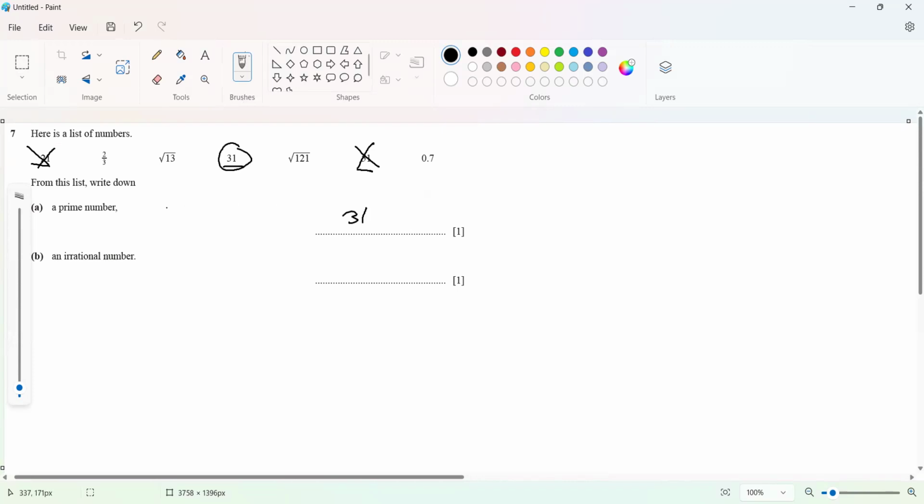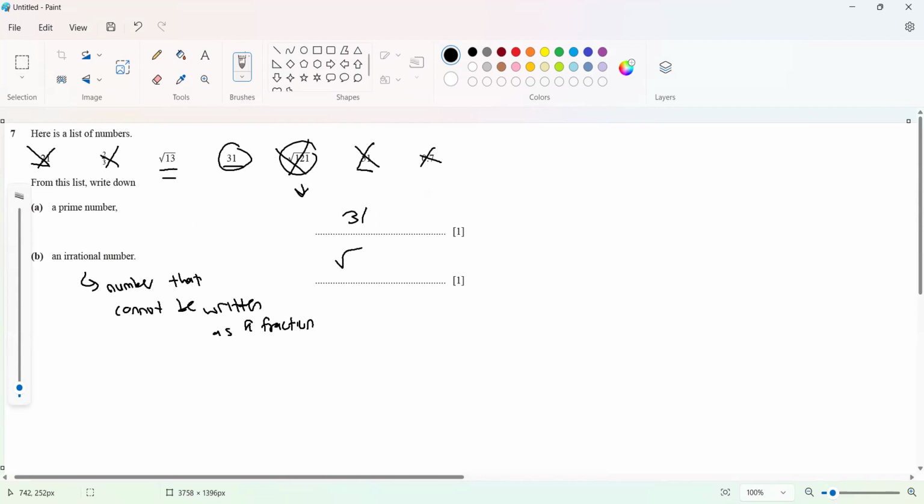So an irrational number is basically a number that cannot be written as a fraction, right? So any fraction or decimal answer is out, and any integer is out as well. So in this case, 2/3 is out, 0.7 is also out. And square root of 1 can be written as 1, so this is out. Square root of 13 is only written as square root of 13. So in other words, the answer is square root of 13 in this case.